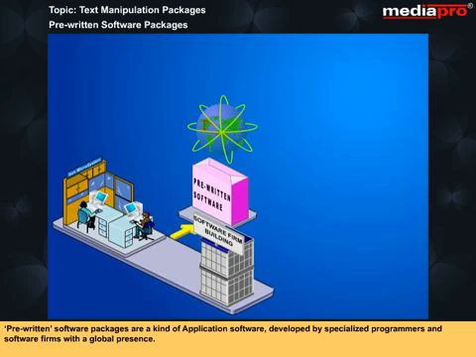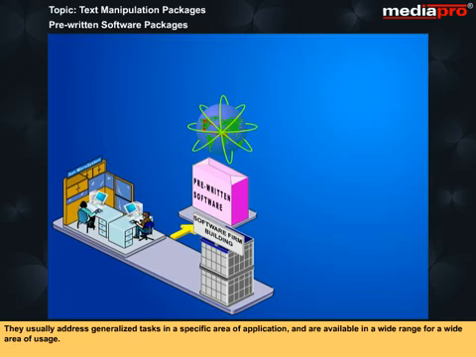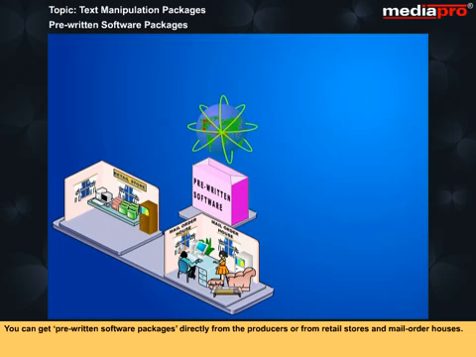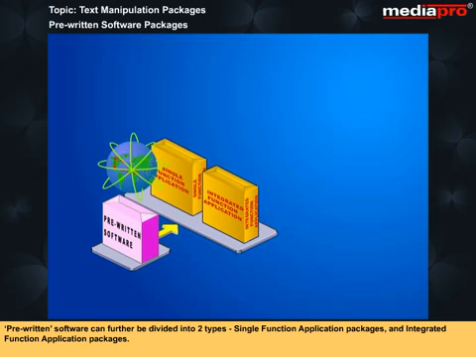Pre-written software packages are a kind of application software developed by specialized programmers and software firms with a global presence. They usually address generalized tasks in a specific area of application and are available in a wide range for a wide area of usage. You can get pre-written software packages directly from the producers or from retail stores and mail order houses. Pre-written software can further be divided into two types: single function application packages and integrated function application packages.